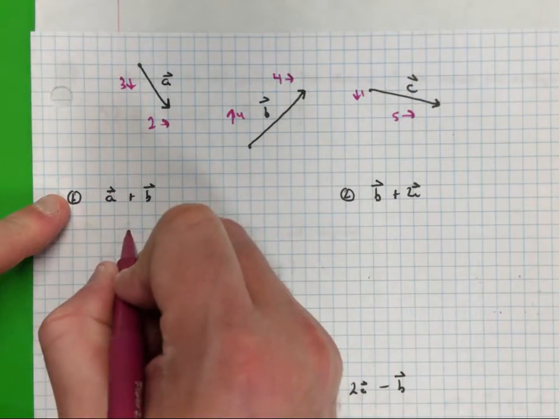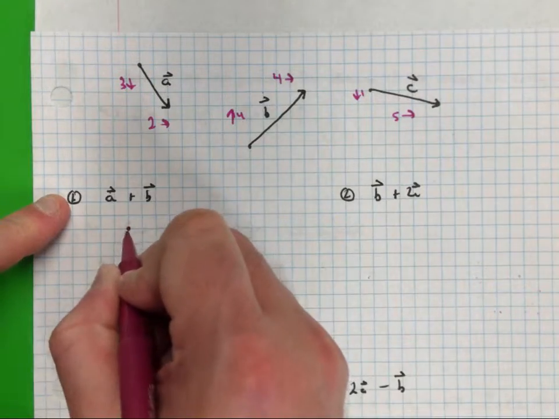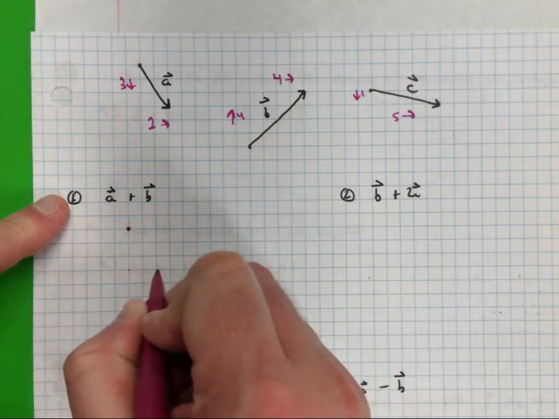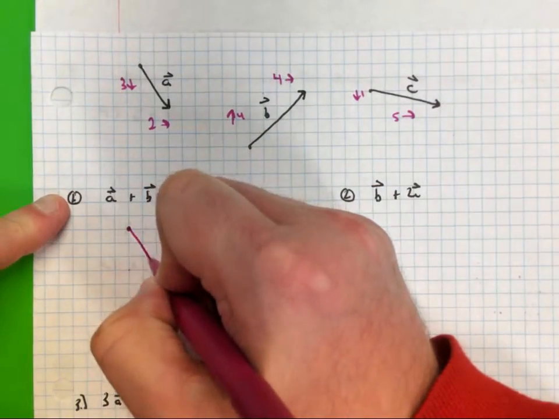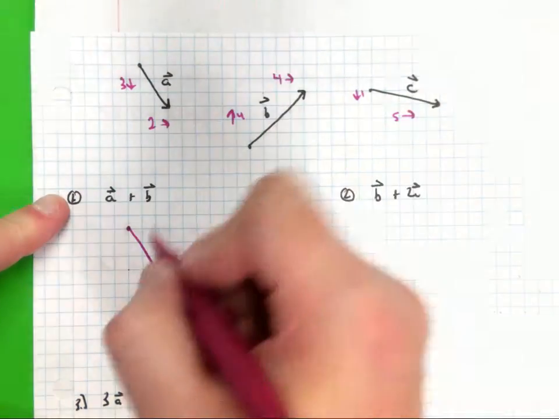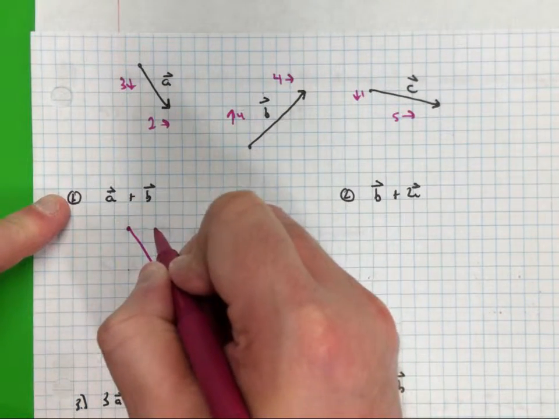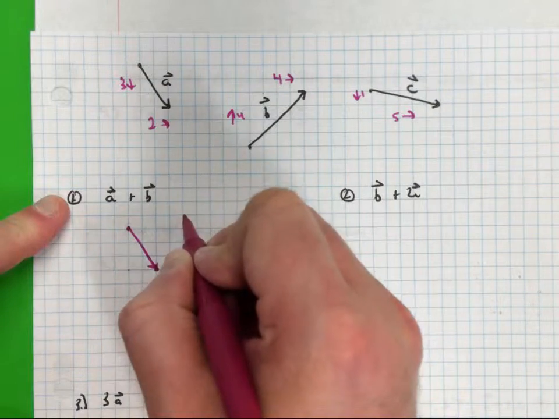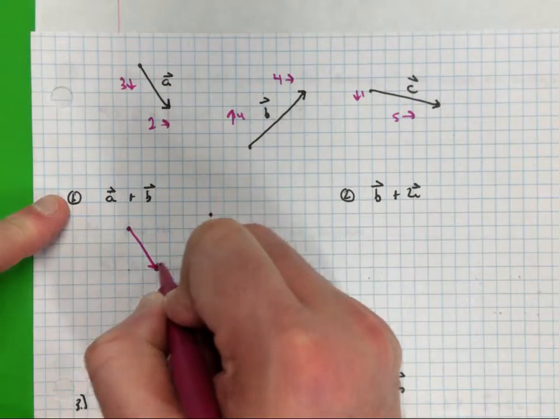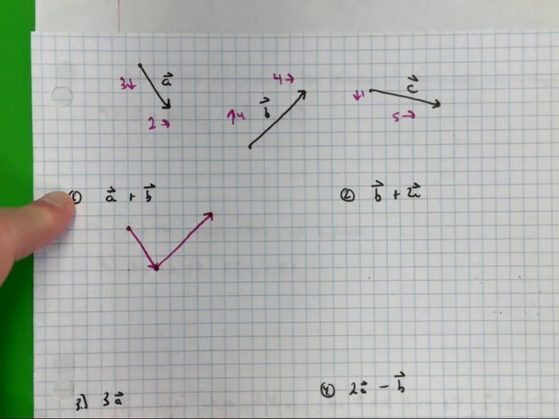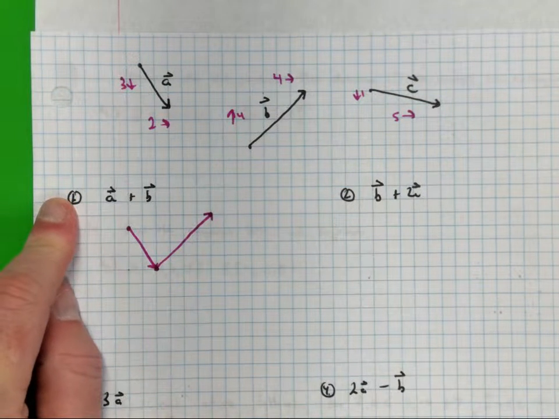Alright, so I'm going to start right here. Go down 3, over 2. Plus B. Now I'm going to go up 4, over 4. Does everybody understand that so far?